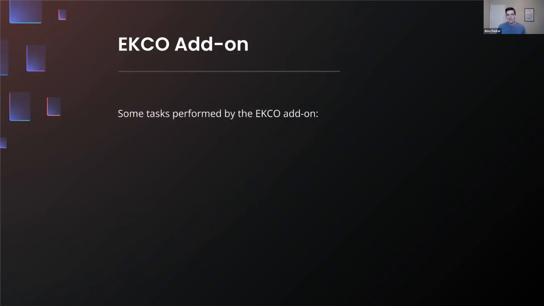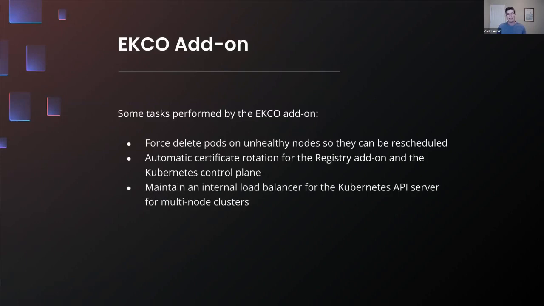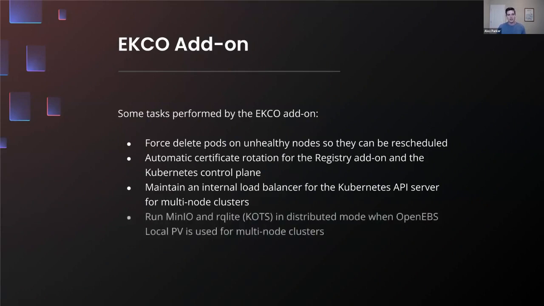So a few of the tasks that the Echo add-on performs: it will force delete pods on unhealthy nodes so that they can be rescheduled to healthy nodes. It'll automatically rotate certificates for the registry add-on and for the Kubernetes control plane. It can maintain an internal load balancer for the Kubernetes API server for multi-node clusters. So if you've been with us for a while and you are shipping your application as a multi-node cluster to your customers, you might know that we used to require you, or your customers, I should say, to bring your own load balancer that supported hairpinning. We've removed that requirement, and now the Echo add-on can do that load balancing for you so that your customers don't have to bring their own load balancer.